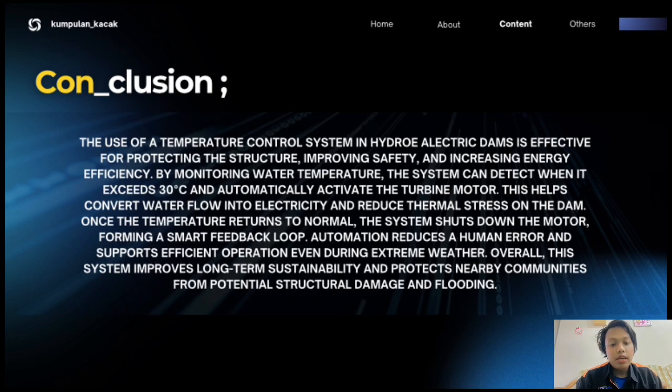Moreover, the proactive management of temperature contributes to the long-term sustainability of the hydroelectric facility, reducing maintenance costs and extending the life of equipment. Ultimately, such a system plays a vital role in protecting nearby communities from potential hazards like structural damage, overflow or flooding, while also supporting reliability and being eco-friendly.